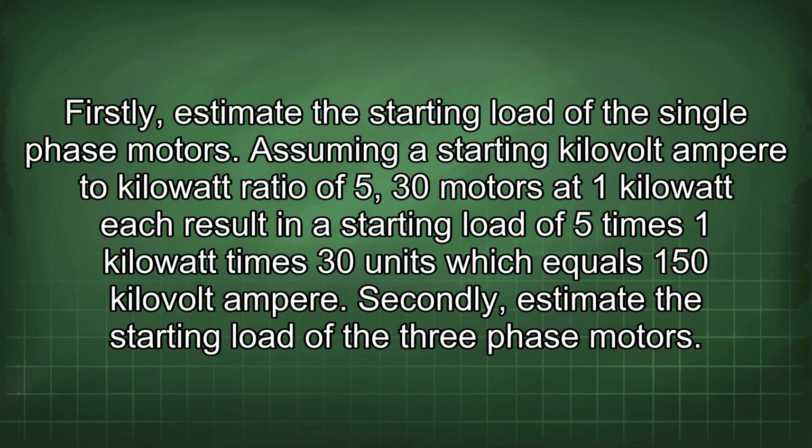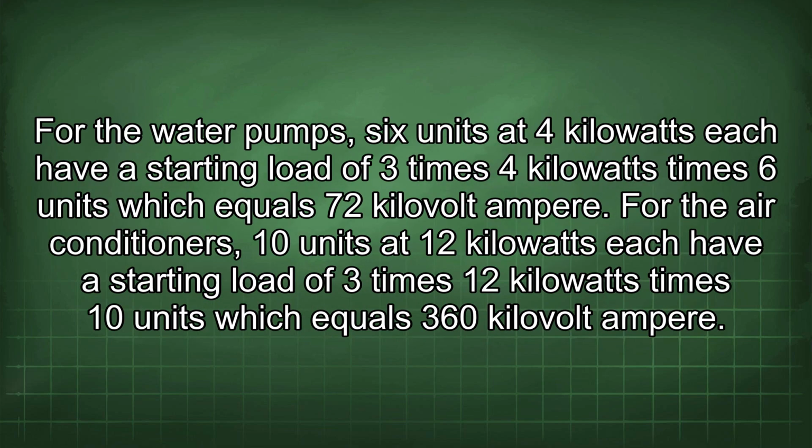Firstly, estimate the starting load of the single-phase motors. Assuming a starting kilovolt-ampere to kilowatt ratio of 5, 30 motors at 1 kilowatt each result in a starting load of 5 times 1 kilowatt times 30 units, which equals 150 kilovolt-ampere. Secondly, estimate the starting load of the three-phase motors. For the water pumps, 6 units at 4 kilowatts each have a starting load of 3 times 4 kilowatts times 6 units, which equals 72 kilovolt-ampere.